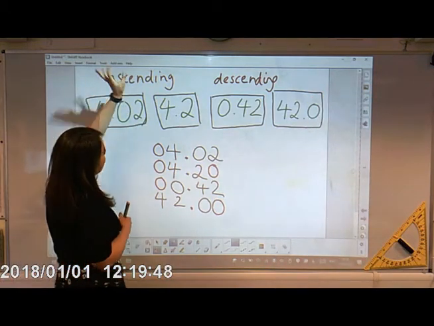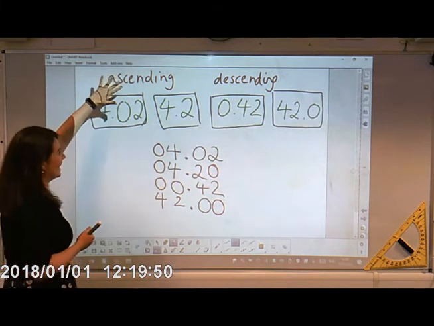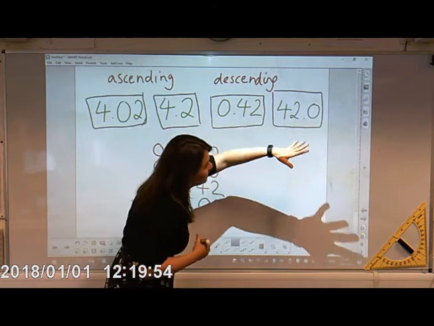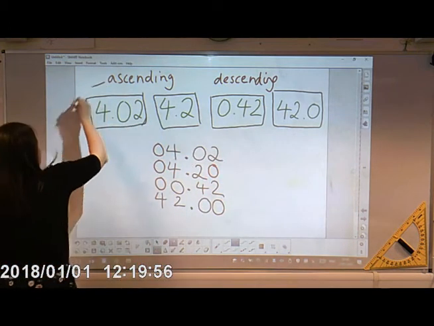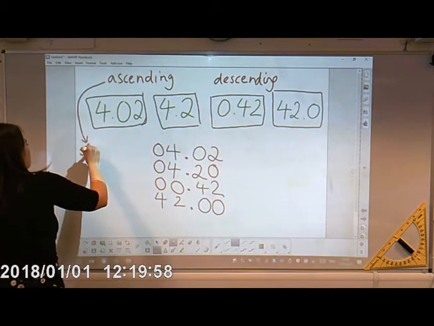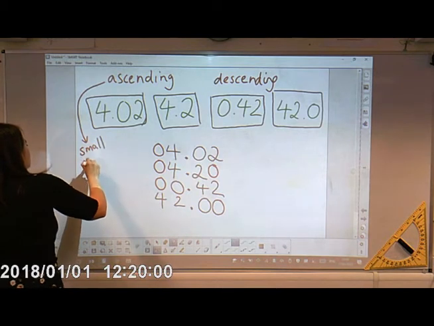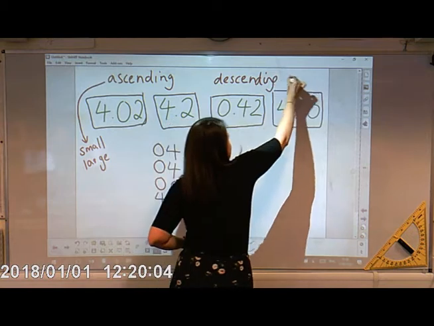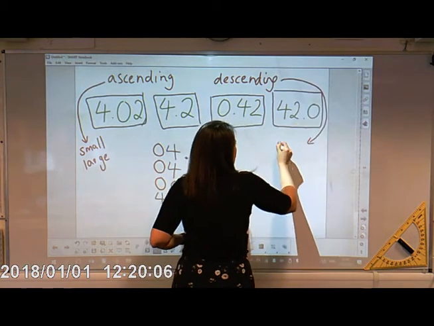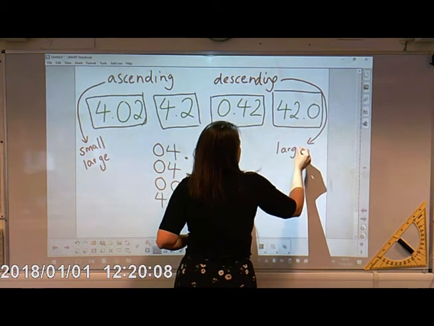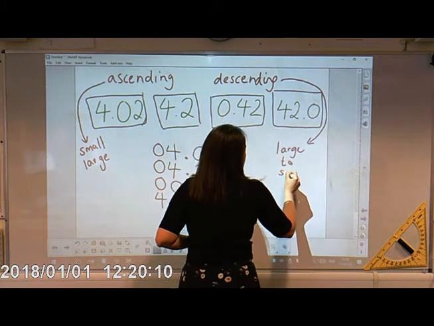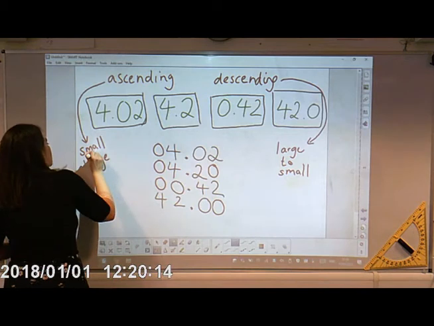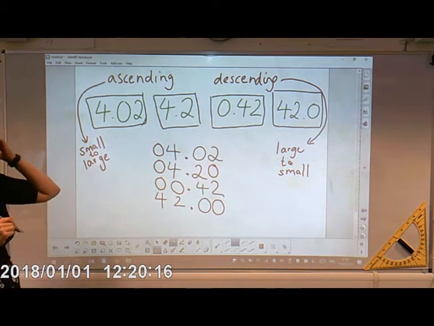So, ascending, descending. Ascending is going from smallest to largest. Okay. So, ascending is small to large. And descending, going down, descending, that is large to small. Okay, so you might want to write down a note there. Small to large, large to small.